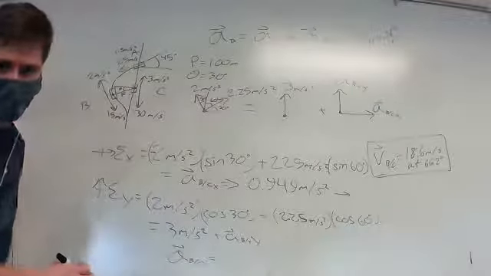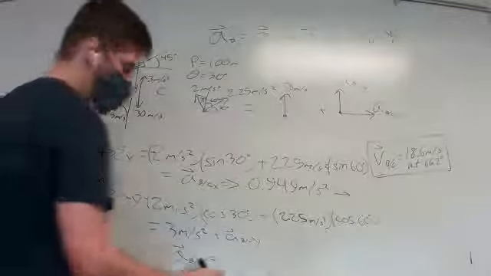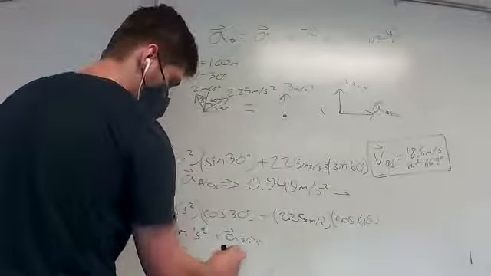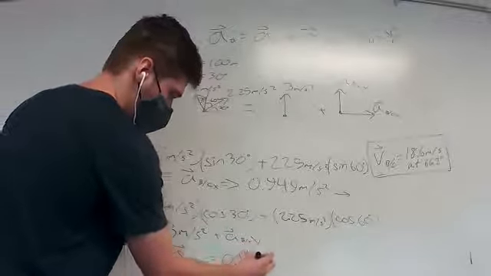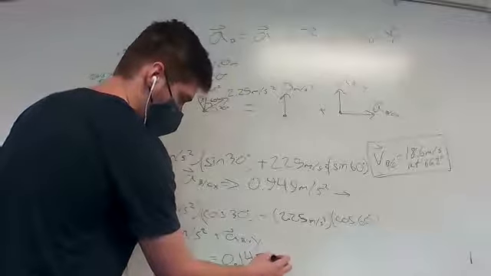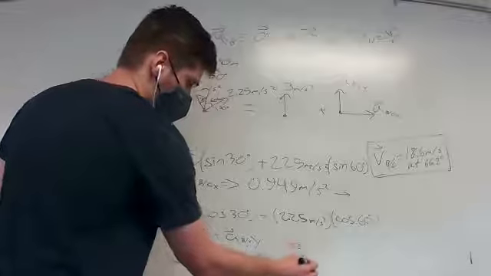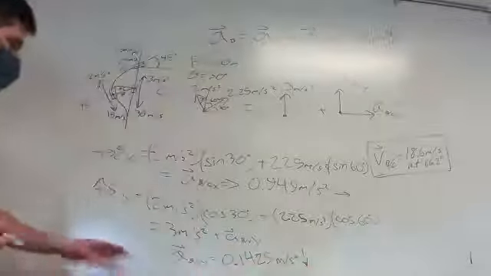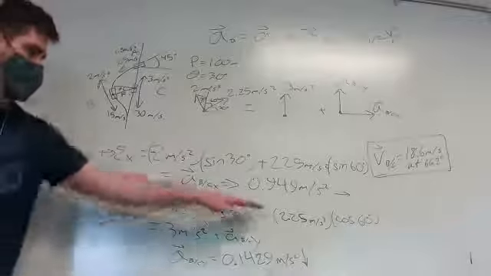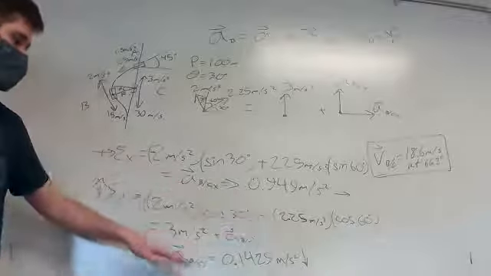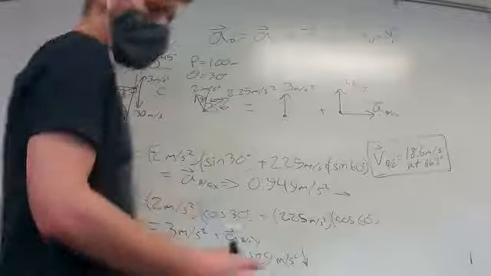ABCY is again our only unknown, and we can solve all of this and say ABCY comes out to be 0.1429 meters per second squared. Because we end up getting a negative answer once we subtract the 3 meters per second squared, our assumed direction of up is incorrect.